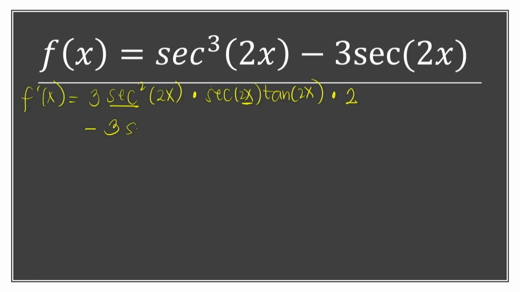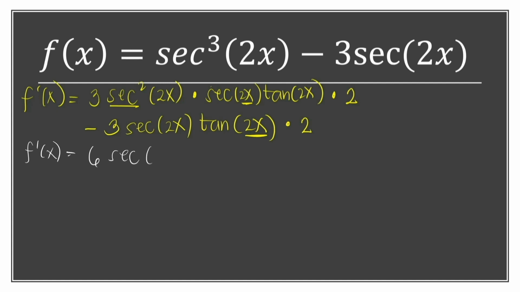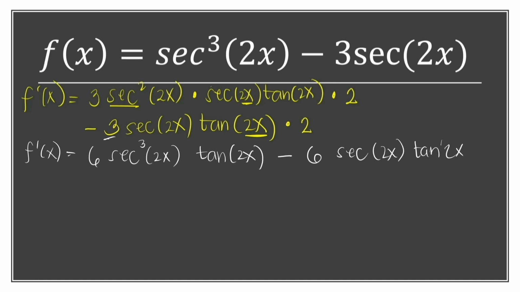The derivative of secant 2x is secant 2x tan 2x times yung inner function na 2x, so kunin natin yung derivative niya, times 2. So, next, simplify na lang natin. So 3 times 2 is 6. And then secant 2x raised to 2 times secant 2x is secant 2x raised to 3. Then tan 2x. Then minus 6, 3 times 2 is 6. Then secant 2x tan 2x.